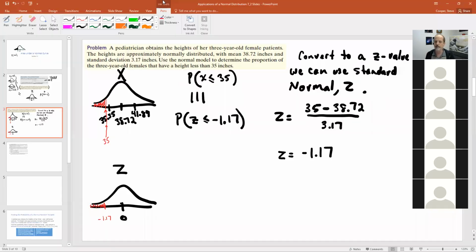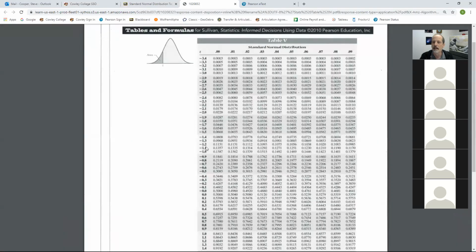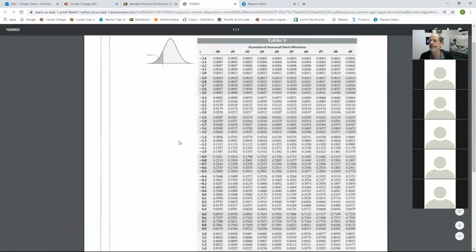So let's go back to our problem here, and we're interested in a z-score less than or equal to negative 1.17. So if I go to the table, I really wish I could mark on that. Let me try this.